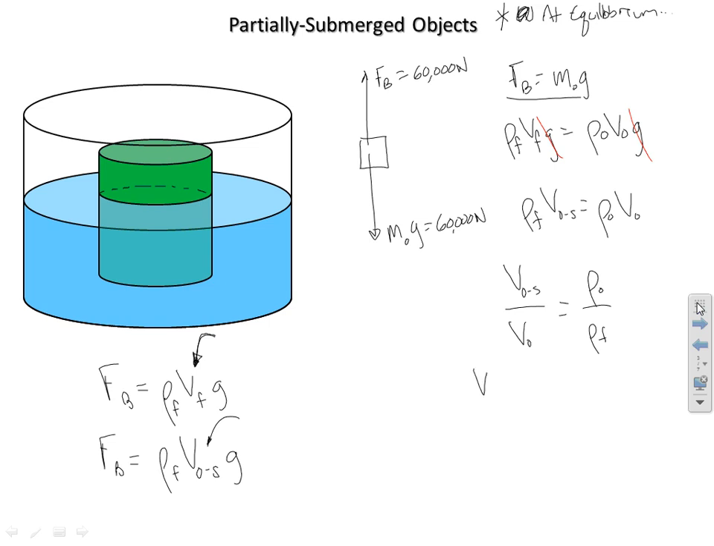So the ratio of the part that's submerged to the total volume, in this case, is 750 kilograms per cubic meter over 1,000 kilograms per cubic meter, or 0.75, or 3/4 of the object will be submerged, if and only if the ratio of their densities is 3 to 4.